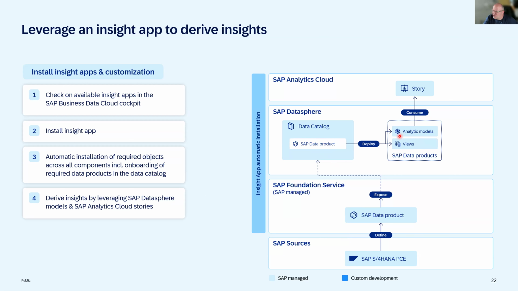It's automatically deploying the models in DataSphere, which are part of that data product and part of that insight application. So all the views and the analytic models which are part of that package are being deployed. And once that's done and the data is loaded into the object store, all the stories and dashboards on top of it are able to consume that data, right? So then you're already starting to leverage your own data, which is loaded in the backend into the object store, and use it via this simple path.